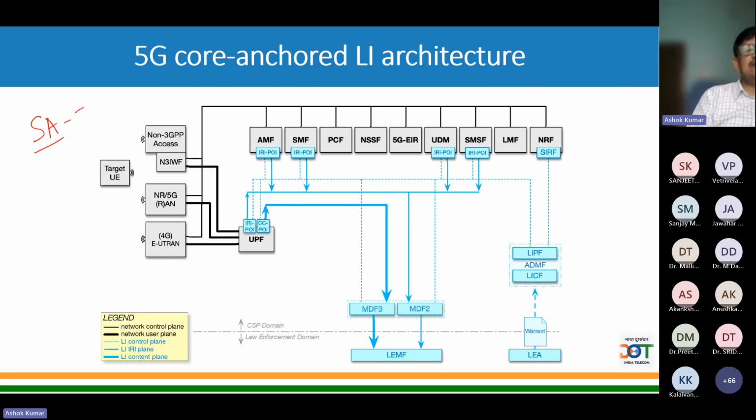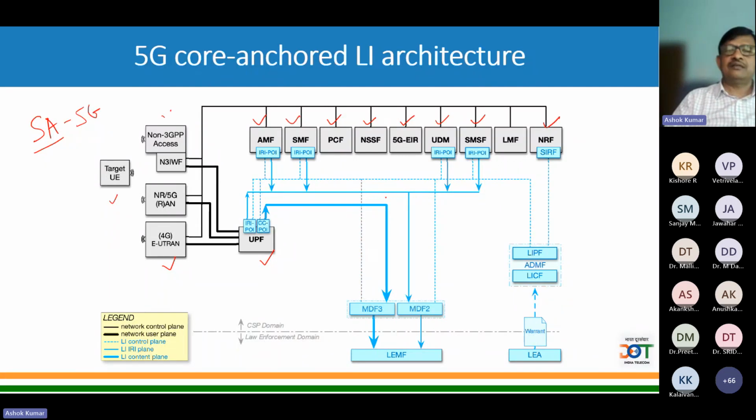So SA 5G. As you recall, in a 5G network, I have AMF, SMF, policy control function, network slice selection function, equipment register, unified data management, SMS function. There can be location related function, NRF, user plane function. And then on the access side, I can have a new radio, that is 5G RAN, or I can have an LTE radio, 4G RAN, or I can have a non-3GPP access through N3IWF. So your target can be using any of these networks. For all these, interception would be possible.